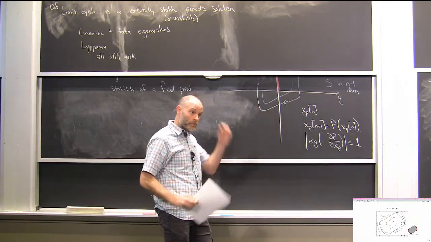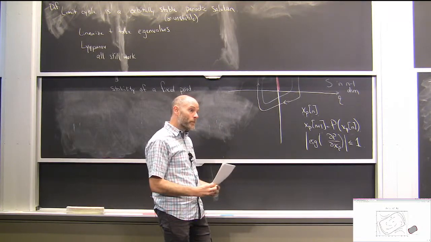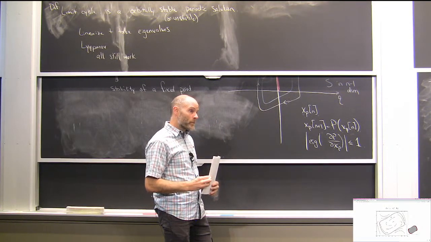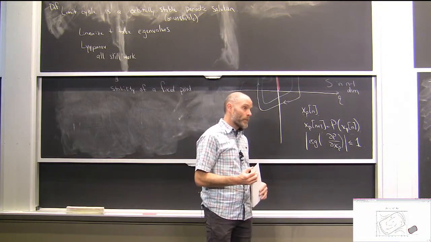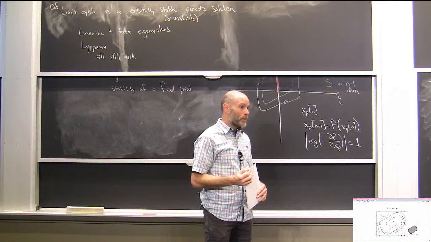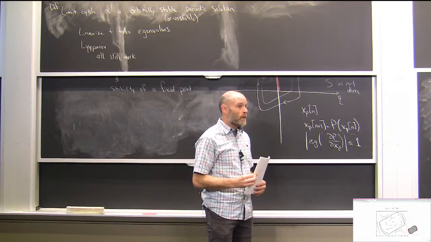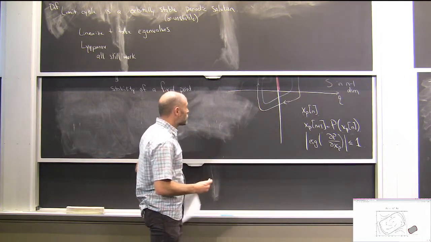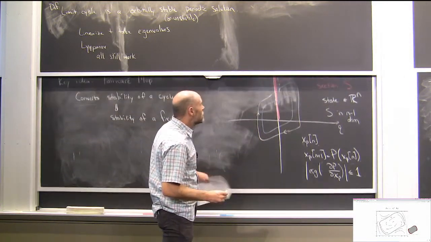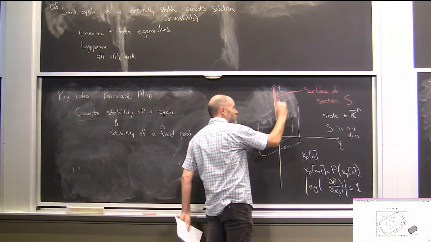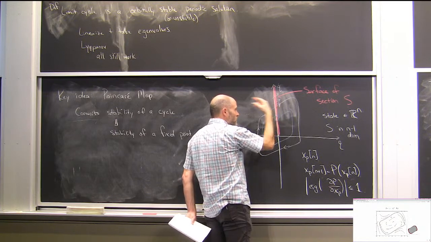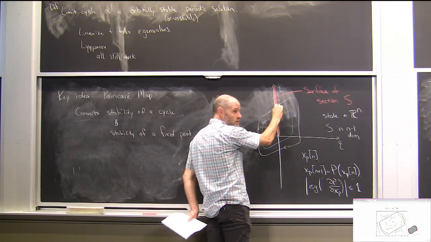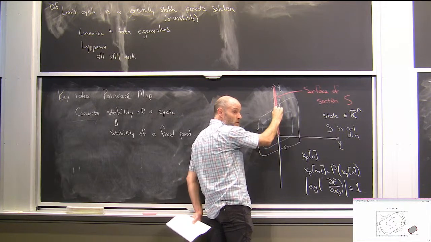Yes? Does a fixed point on the map necessarily have an associated limit cycle? Yes. A fixed point on the map will have a periodic solution. I did say the weird thing about marginally stable, so you could have marginally stable fixed points here too.